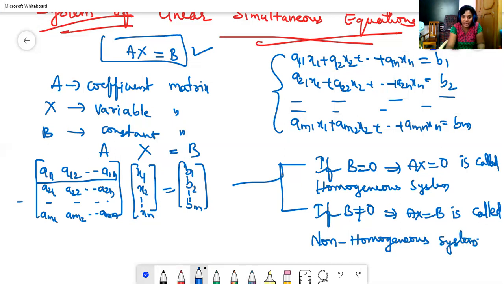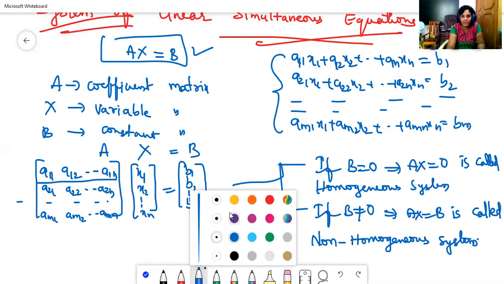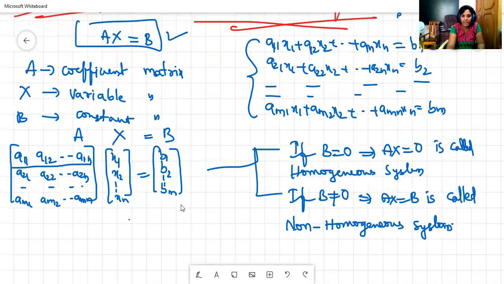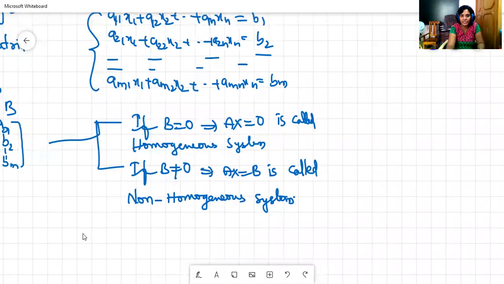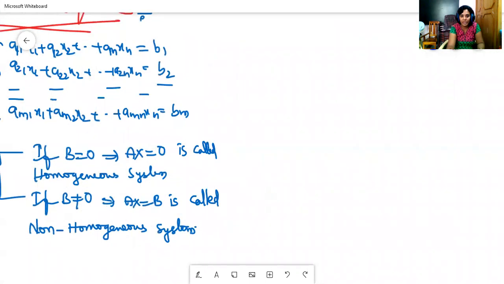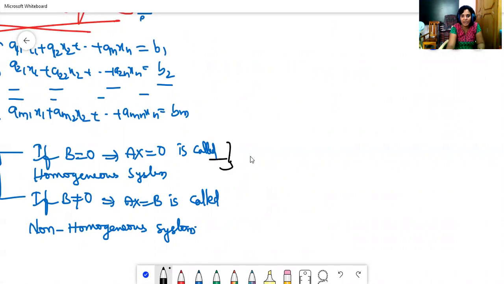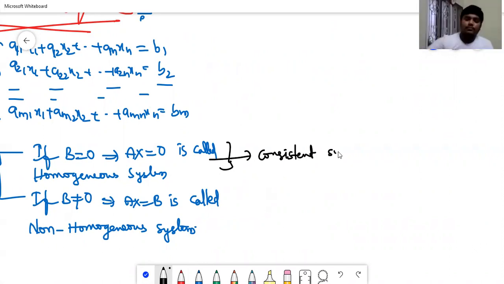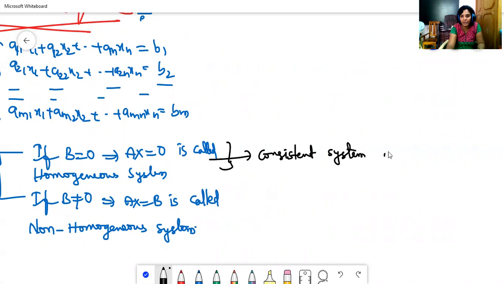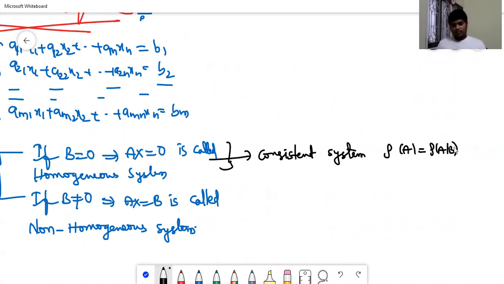Be concentrated, it is very, very important how the solutions are there for the homogeneous system and the non-homogeneous system. A homogeneous system is always a consistent system. Consistent means rank of A is equal to rank of A, B. But here the column is 0, so the ranks of the two matrices are the same. So it has a solution.